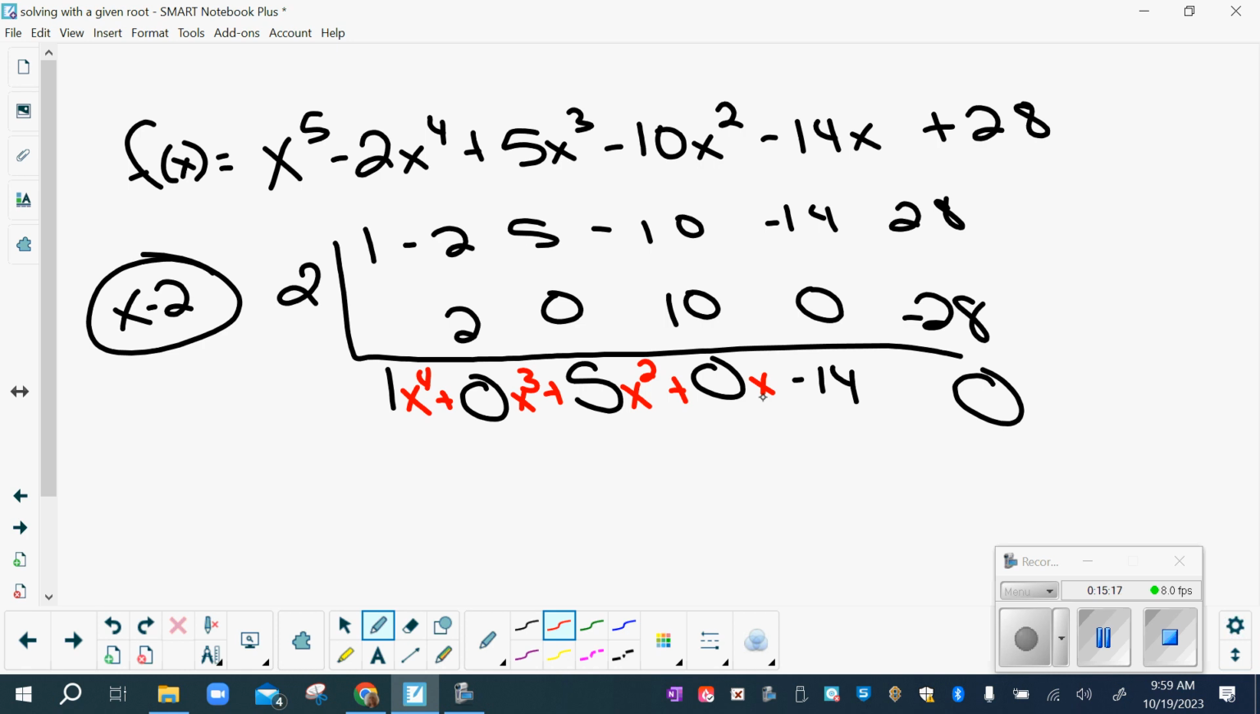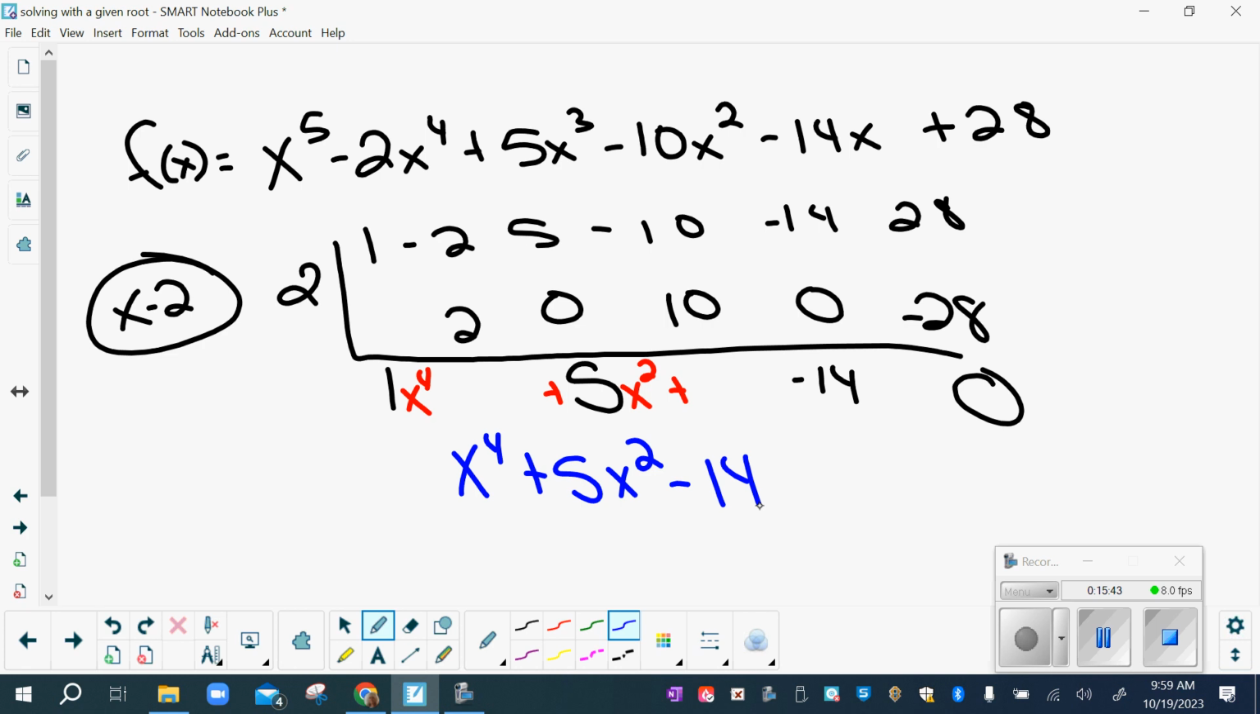Now here's what, 0 times anything wipes it out. So let's go ahead and wipe out all of the things that have a 0. So that x to the third, he's gone now. And that x to the 0 is gone now. Now let's write it so it doesn't look scary. X to the fourth plus 5x squared minus 14. Guess what? Quadratic form. Right? This is x factoring, but remember, we're going to get x squared in our parentheses, x squared in our parentheses, right? Does that make sense?